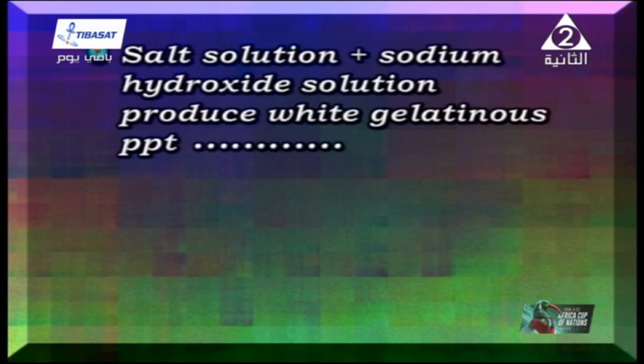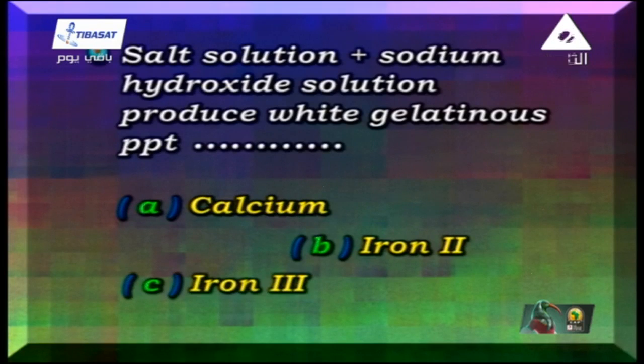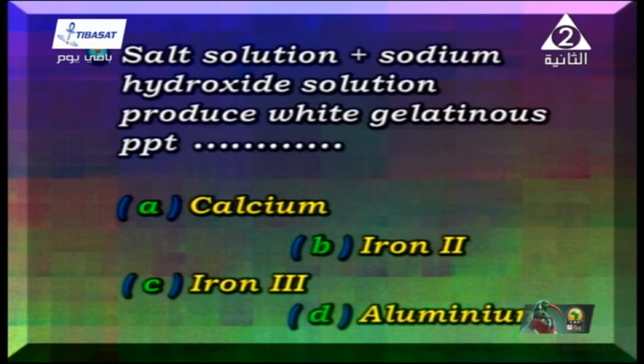Next point, salt solution plus sodium hydroxide solution produces a white gelatinous precipitate. Is it calcium or iron 2 or iron 3 or aluminum? If you think about it, my dear student, yes, the answer is aluminum. The reason is the formation of aluminum hydroxide, which is a white gelatinous precipitate, which dissolves in excess of sodium hydroxide due to formation of sodium meta-aluminate, which is soluble in water.